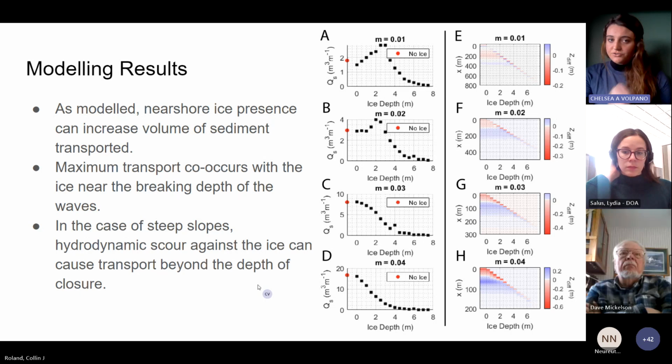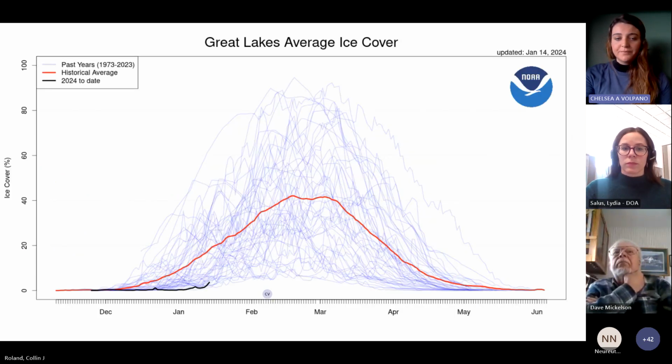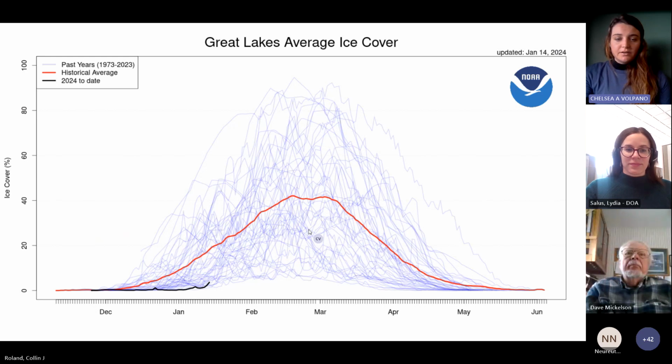So this is kind of interesting as far as a mechanism for losing sediment in the nearshore. Just to put it in perspective, this is the Great Lakes average ice cover that NOAA just put out. All of these little spaghetti lines are different annual ice cover percentages. The red line is the average, and the black line is where we are currently. You can see there's a little bit of a pitch up with the recent cold weather, but we're pretty low compared to the long-term average.